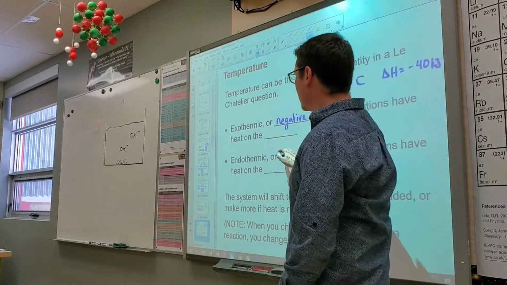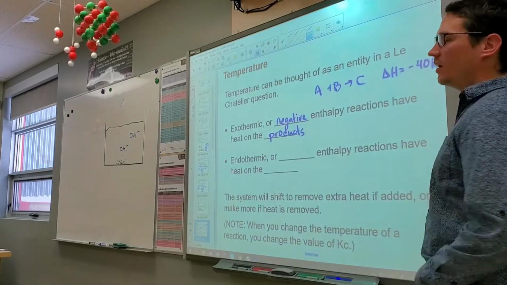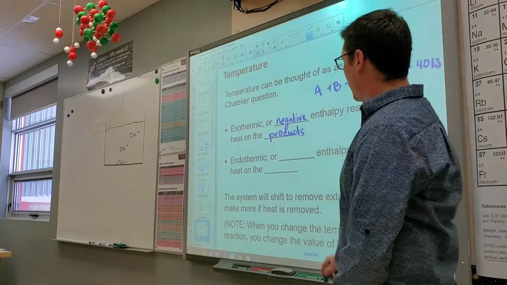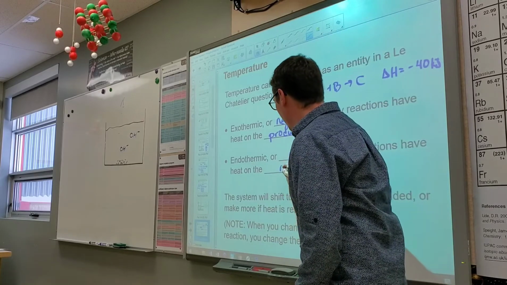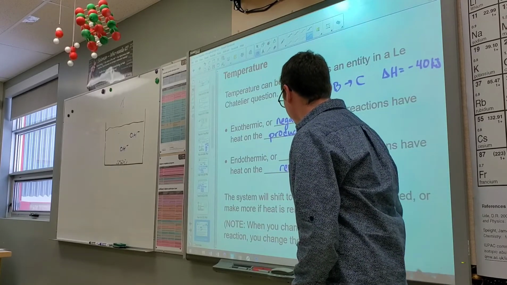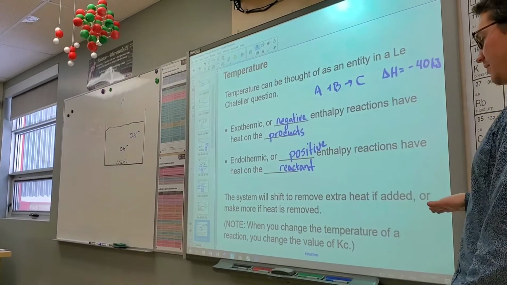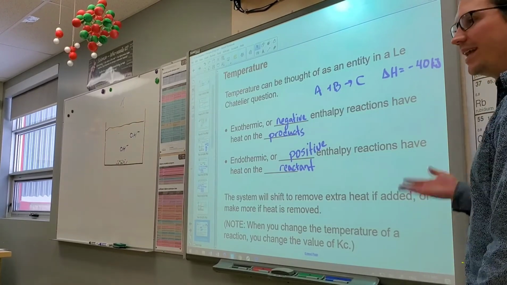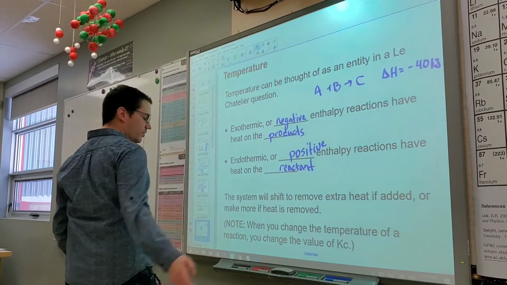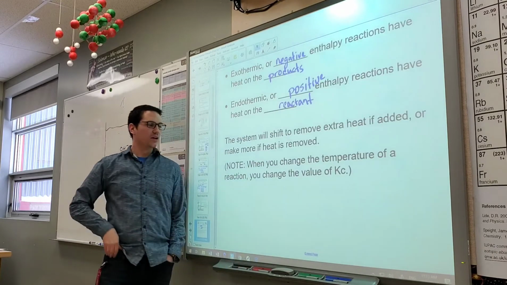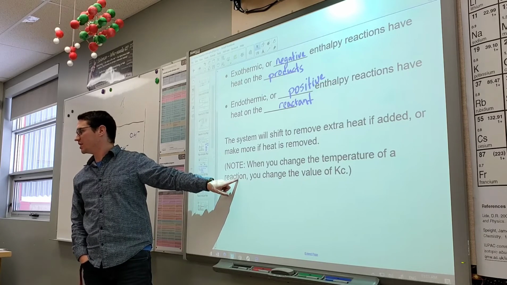They also have heat on the products side. Endothermic is the exact opposite. Endothermic or positive enthalpy reactions have heat on the reactant side. The system's going to shift to remove the extra heat if we add it, or to create more heat if we remove it, right? When you change the temperature of a reaction, you change the value of Kc, right? Just please recall that. That's the only way you can change Kc, right? Is by changing the temperature.